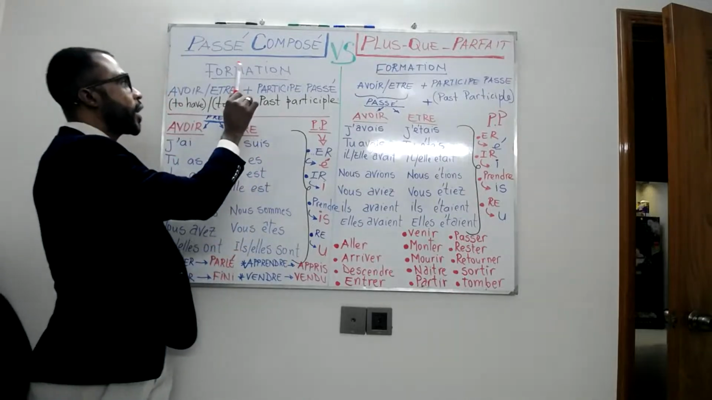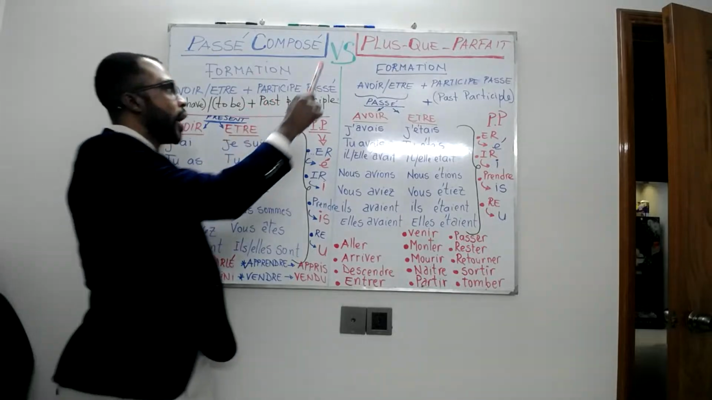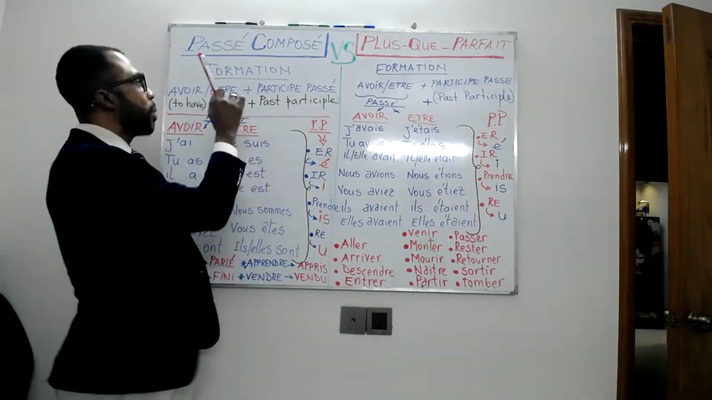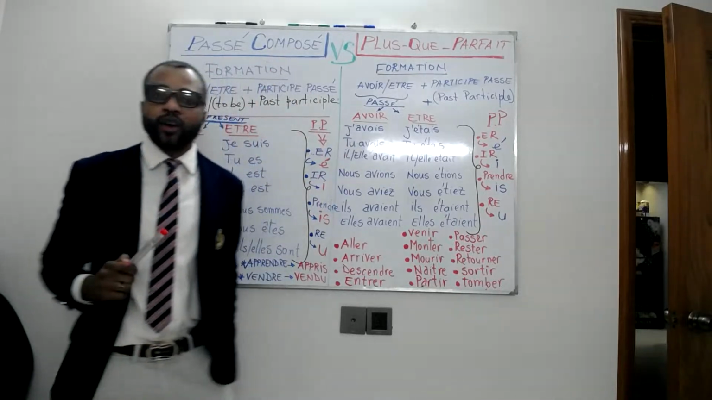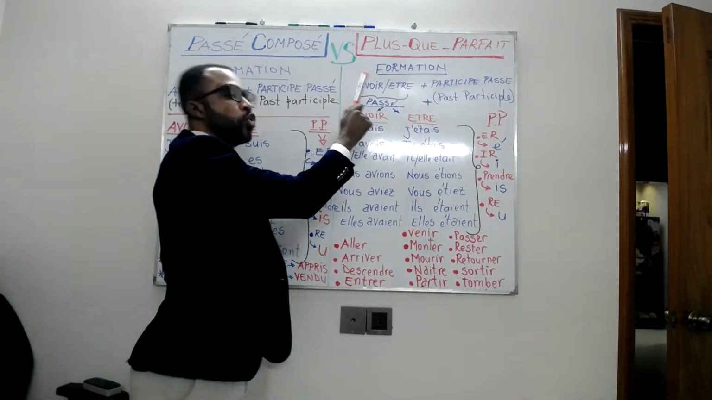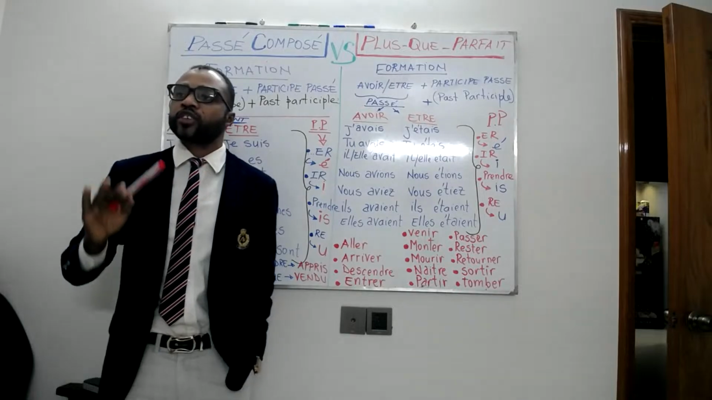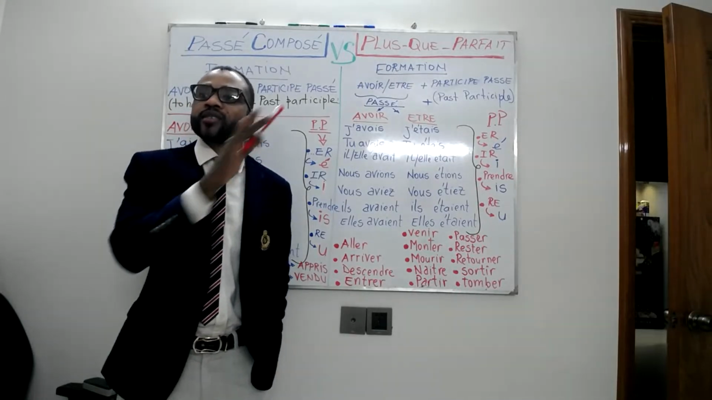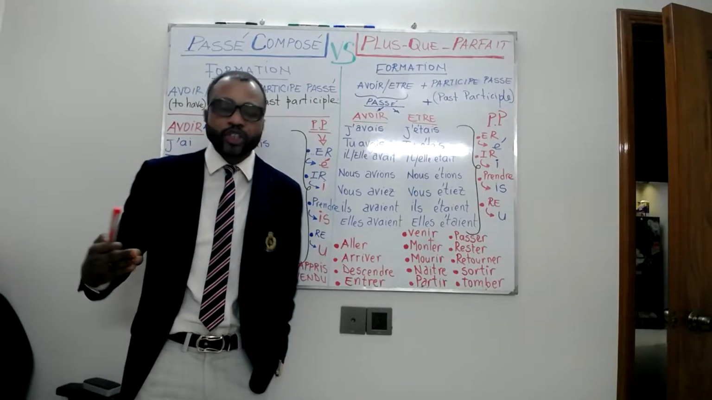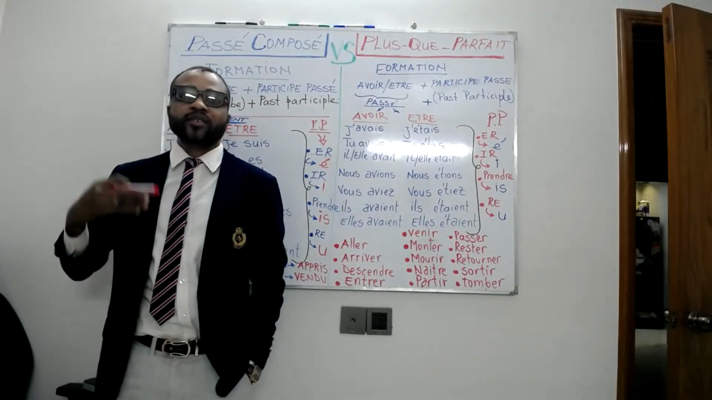So, how can we use or differentiate passé composé and plus que parfait? Or what's the difference between passé composé et plus que parfait? All right, so both are French tenses to express the past tense. So we have passé composé, which expresses the past tense in French, and le plus que parfait, which also expresses the past tense in French.